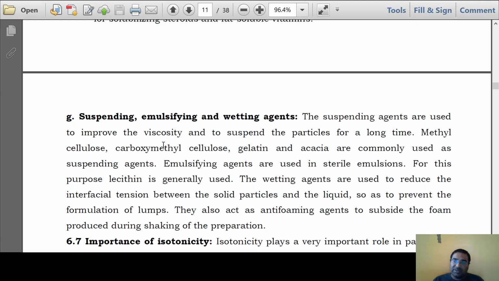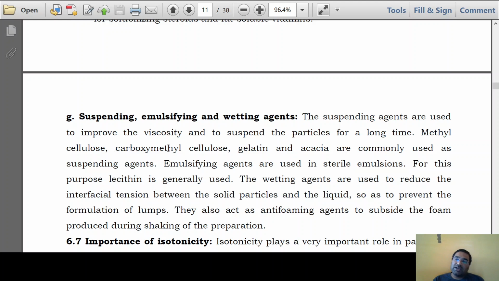Methyl cellulose, carboxymethyl cellulose, gelatin and acacia are commonly used as suspending agent. Emulsifying agents are used in sterile emulsions. For this purpose, lecithin is generally used. So lecithin is an agent which is used as emulsifying agent for the formulation of parenteral products.